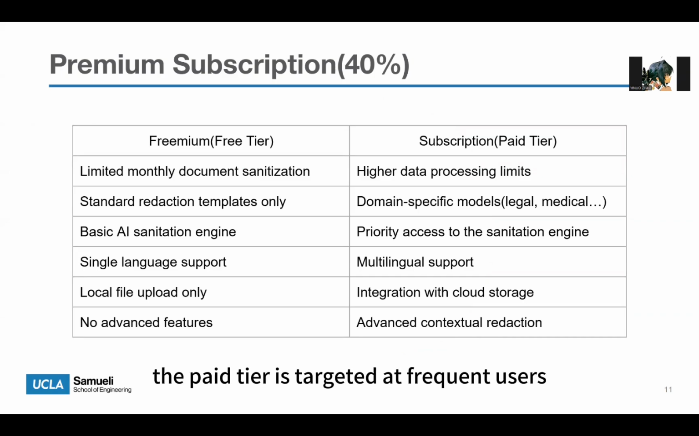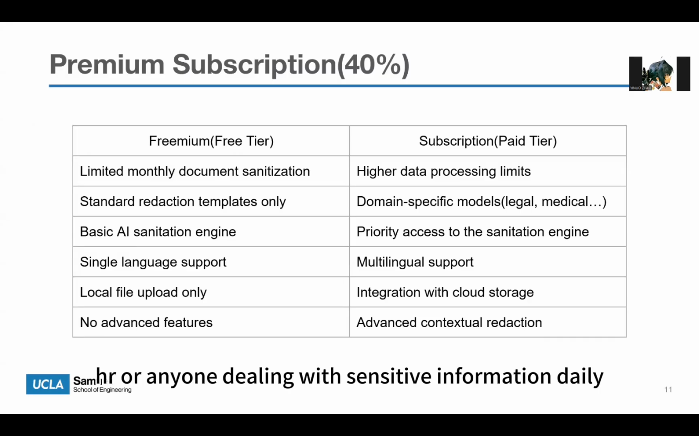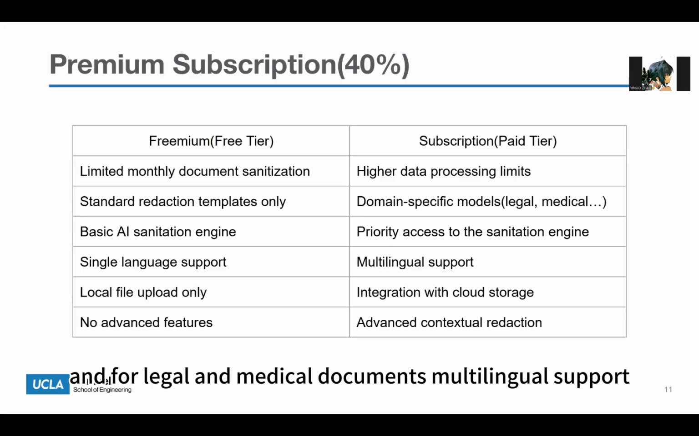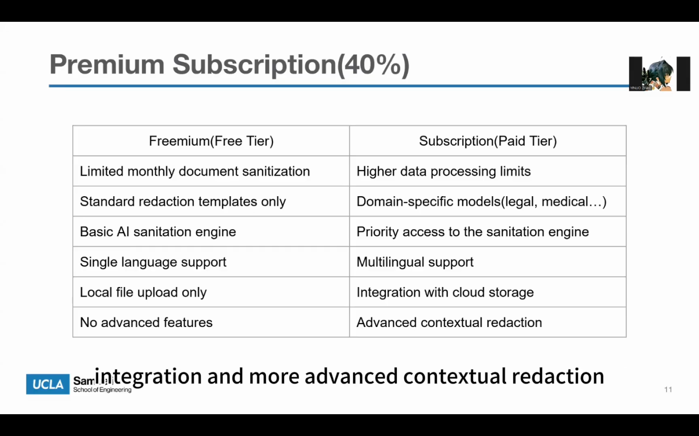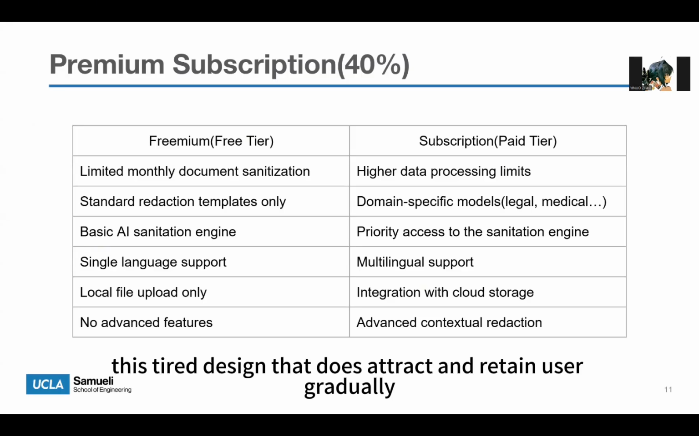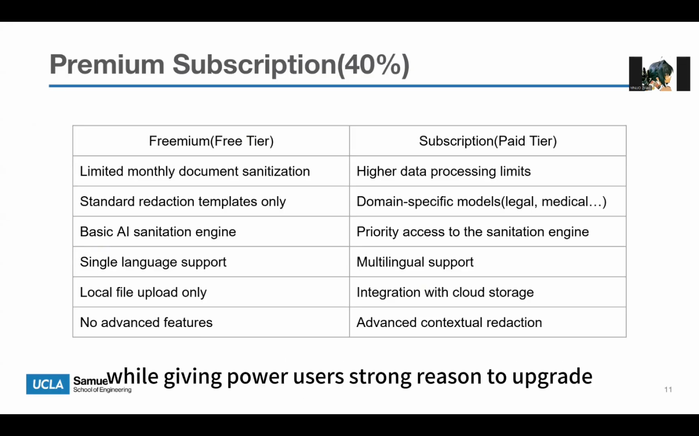The paid tier is targeted at frequent users, legal assistants, consultants, HR, or anyone dealing with sensitive information daily. The subscription unlocks higher processing limits, domain-specific models for legal and medical documents, multilingual support, cloud storage integration, and more advanced contextual redaction. This tiered design lets us attract and retain users gradually, while giving power users a strong reason to upgrade.